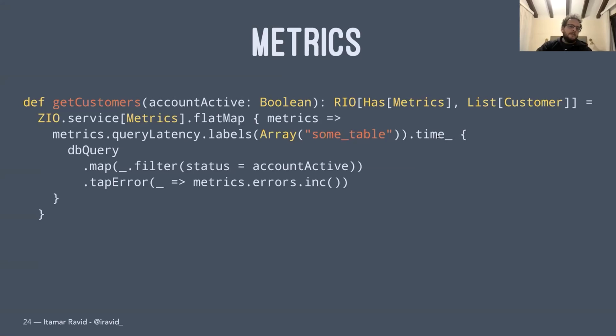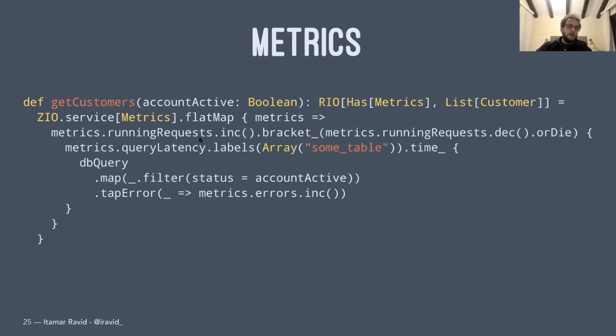And this function just wraps an existing ZIO function with its instrumentation. Whenever this ZIO effect completes, it will log its duration into the query latency histogram. So that's the second metric. And the last one is the running request metric. When we start the execution of this function, we'd like to increment the gauge, and when we're done, we'd like to decrement the gauge.